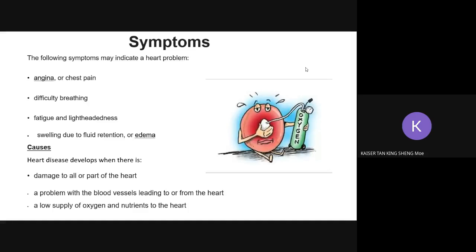The following symptoms may indicate a heart problem: angina or chest pain, difficulty breathing, fatigue and lightheadedness, swelling due to fluid retention or edema. Causes: heart disease develops when there is damage to all or part of the heart, a problem with the blood vessels leading to or from the heart, or a low supply of oxygen and nutrients to the heart.